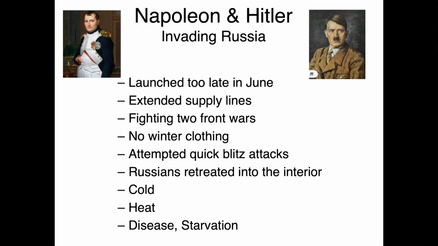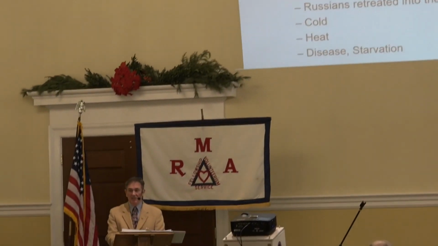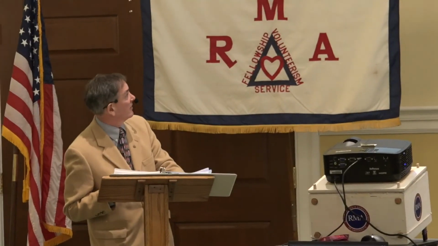They both tried quick attacks. The cold hurt them, but so did the heat. Both armies, the Germans in World War II and the French, suffered from privation. So these were all sort of the similarities. Hitler probably thought because he had mechanized forces, he might be able to go faster. But he didn't get to Moscow. He got to the outskirts of Moscow. Napoleon did, but there wasn't much there when he got there. But that was sort of a summary of the Alistair Horn take on Hitler and Napoleon.